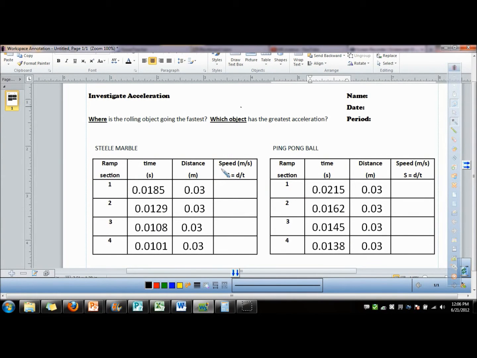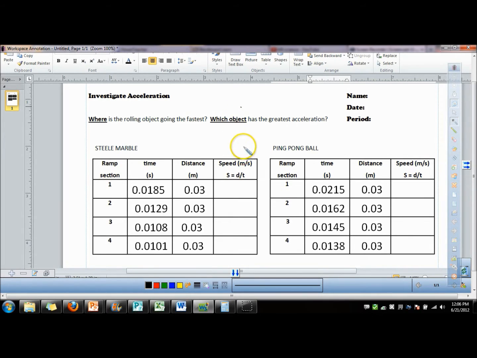Okay, now that we've collected the data for the accelerations of the steel marble, the ping pong ball, and the golf ball, we need to continue thinking about these questions. Where is the rolling object going the fastest, and which object has the greatest acceleration? In order to come up with those answers, we need to do some calculations.